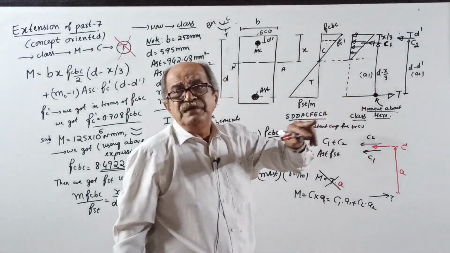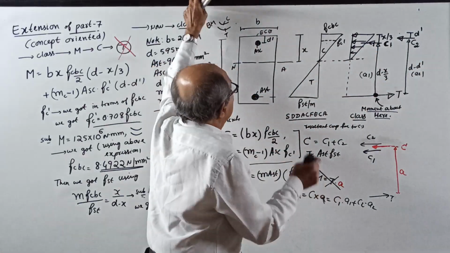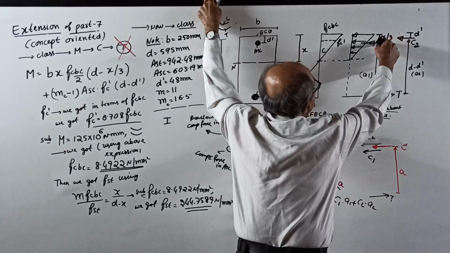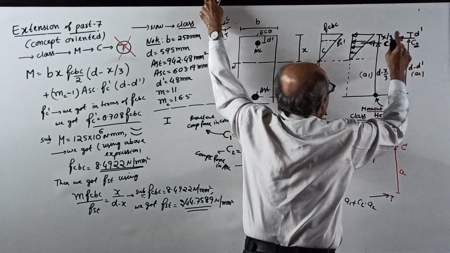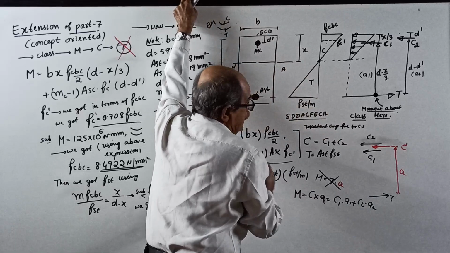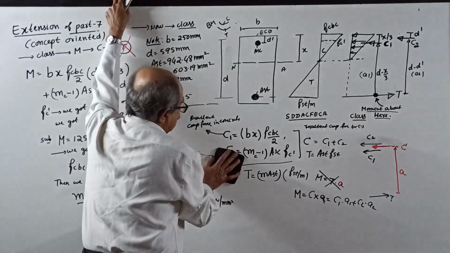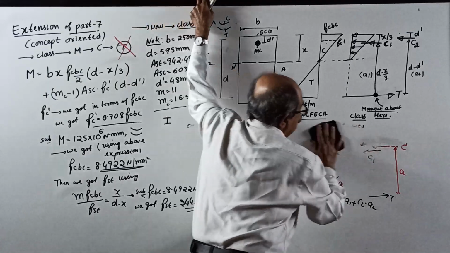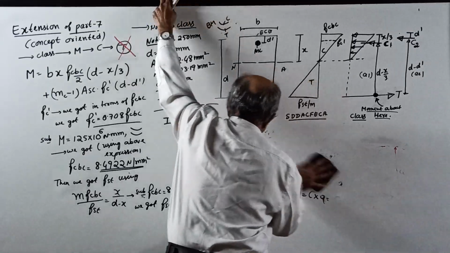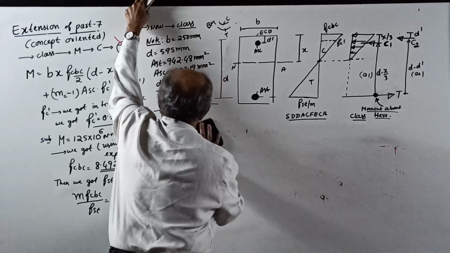I am removing all this now because I want new sketches. You should not ask later how you got it. See here, C1 acting here, C2 acting here. How much C1, how much C2? I wrote here. Now I will remove this one, because you can take a screenshot of that and note it down. Now, see what happens.